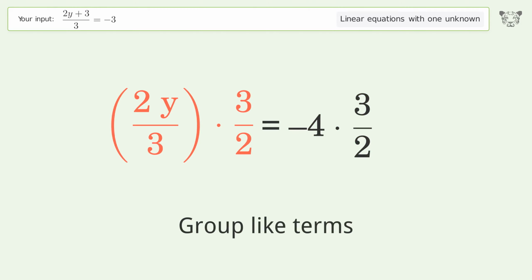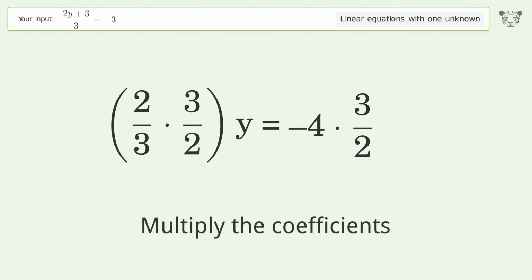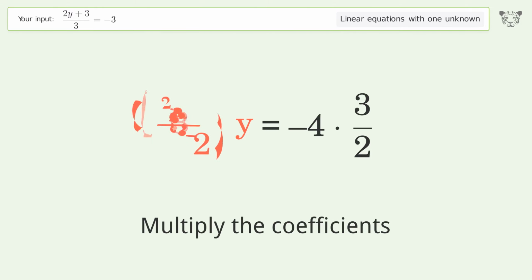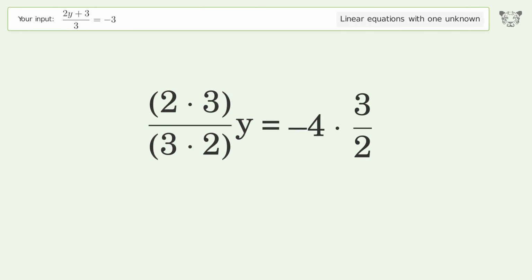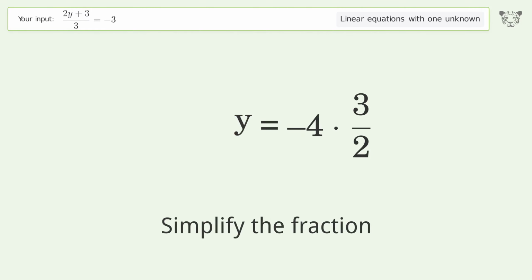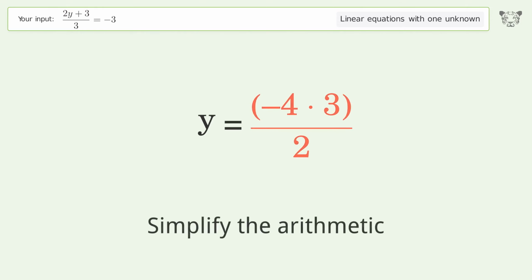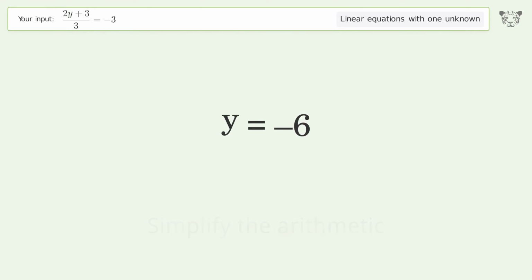Group like terms. Multiply the coefficients. Simplify the fraction. Multiply the fractions. Simplify the arithmetic. And so the final result is y equals -6.